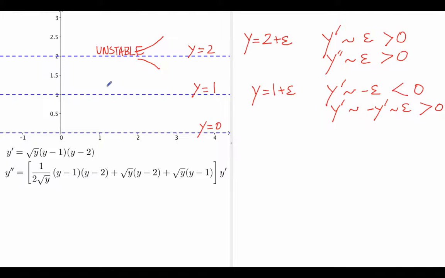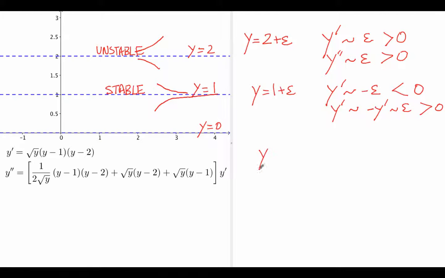So this is stable. And what that means is we've started just a little bit on top, and it's come down and it's bent until it coincides with y equal to 1. Again, if epsilon is negative, you're slightly down over here. In that case, y prime will be positive, and it's going to bend also upwards and coincide with y equal to 1. So this is a stable solution.